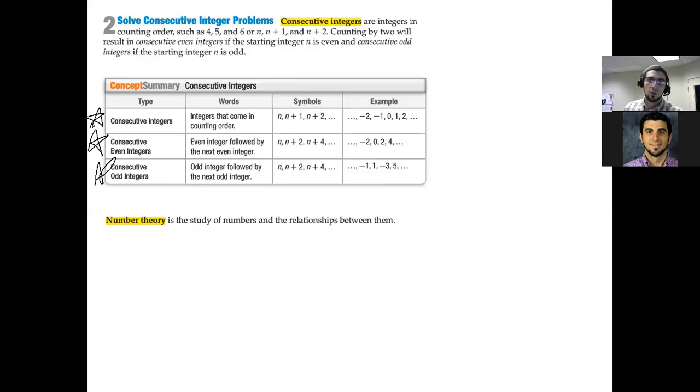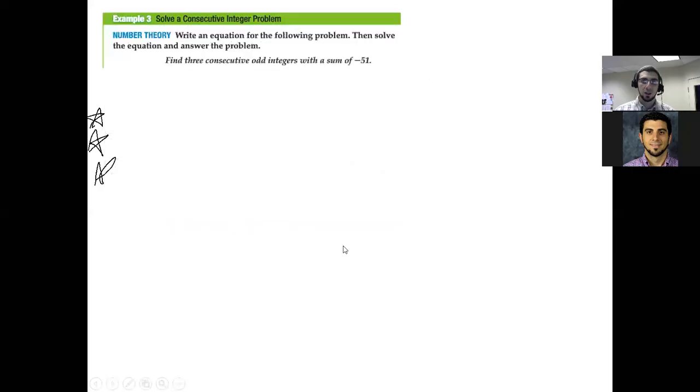Okay? So number theory is the study of numbers and the relationships between them. Now I'll tell you, when I was in college, I had an entire course just on number theory. It was pretty cool stuff, and it was all about how numbers worked and prime numbers and sets of numbers. Pretty neat stuff. We're not going to go college on you in this class, but I just wanted to tell you that number theory is the study of relationships between numbers.